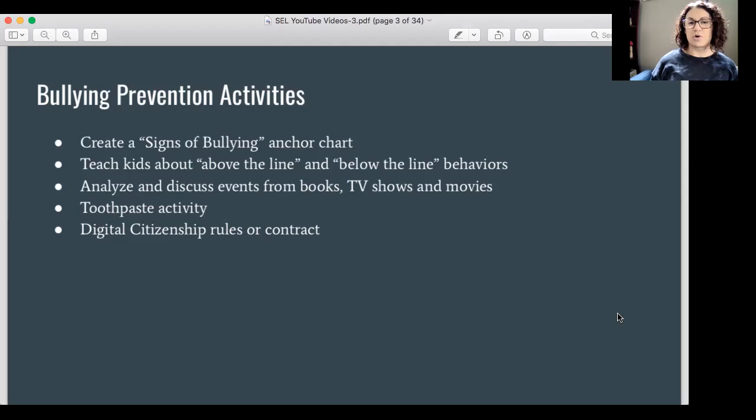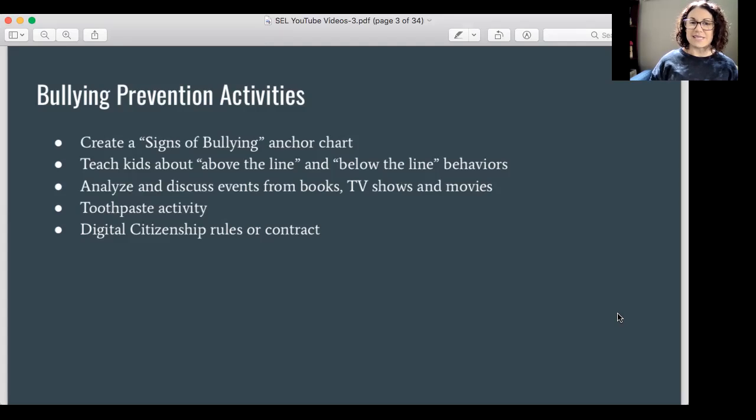We can practice this particularly with older kids by analyzing and discussing different events that we see or read about in books, TV shows, movies. So let's look at this thing that happened in this movie. Was that bullying? Why was it bullying? What were some of the behaviors? What could this person have done to prevent it, or the people around them have done to help them? That's a great way of using pop culture, which older kids usually relate to and appreciate those real life examples.